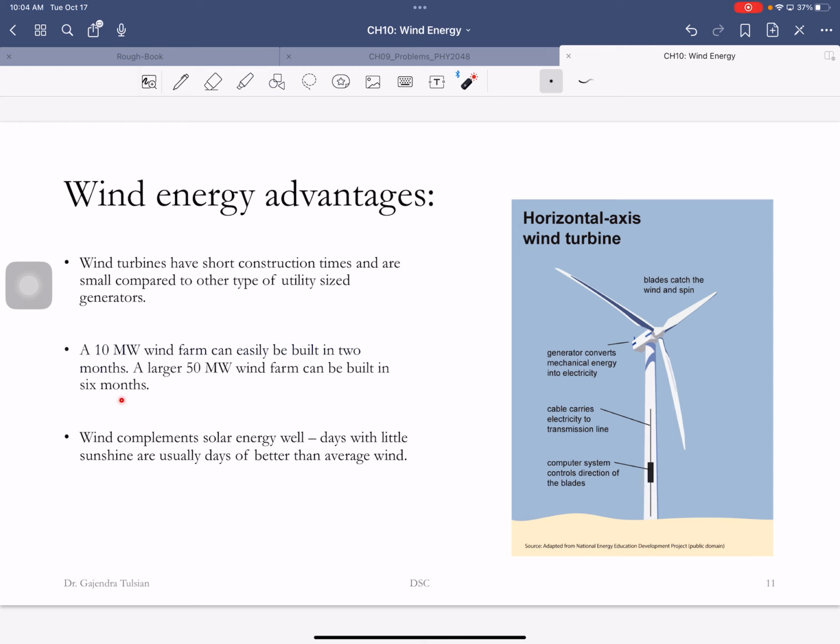So you can just plop a Hoover Dam in 1 year without any environmental damage. That's a great thing. A large 50 megawatt wind farm can be built in 6 months. Wind complements solar energy well. Days with little sunshine are usually days of better than average wind. So wind and solar complement each other well.